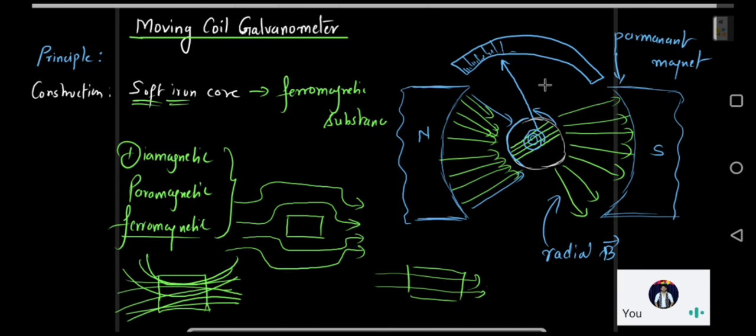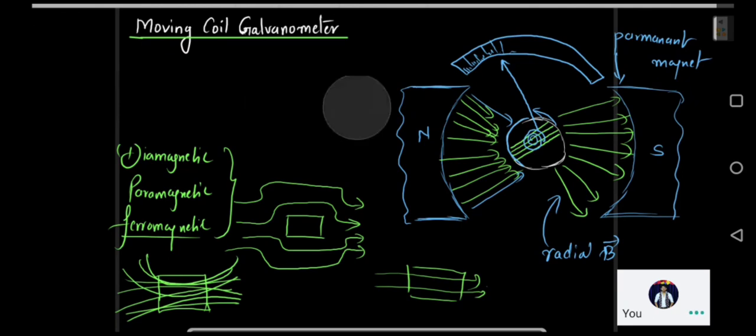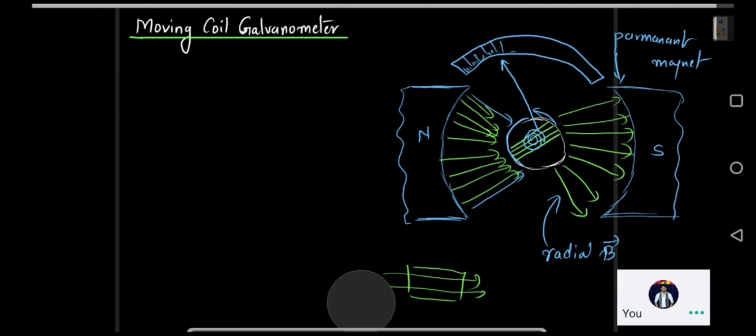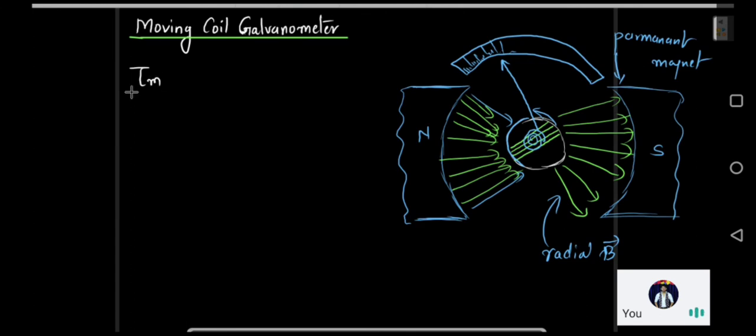Now when current I flows through the coil, it is going to experience a magnetic torque. Let's say that magnetic torque is Tm. We just now saw the expression for this torque. What is the expression for the torque given as? NIAB sine theta. This is the expression for the torque we have already studied.